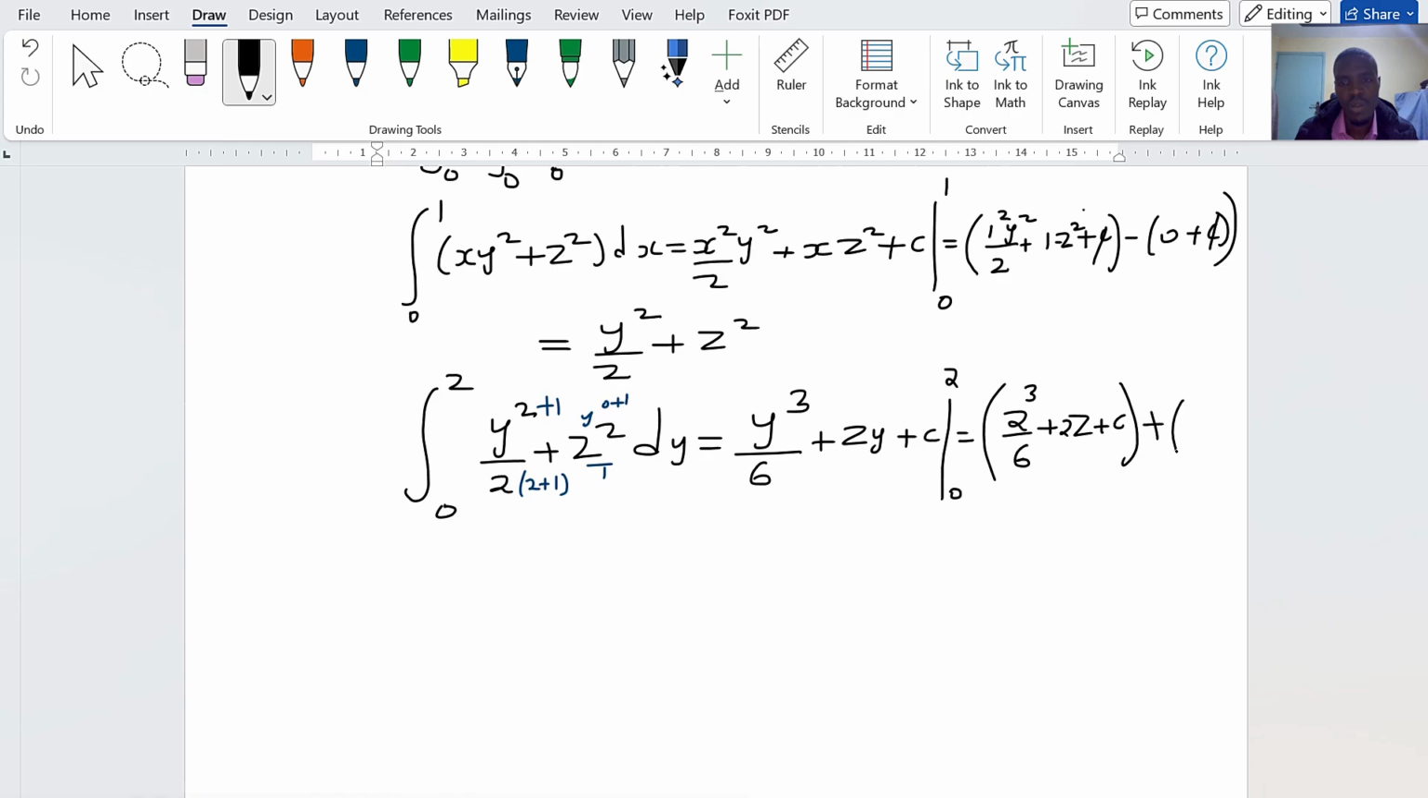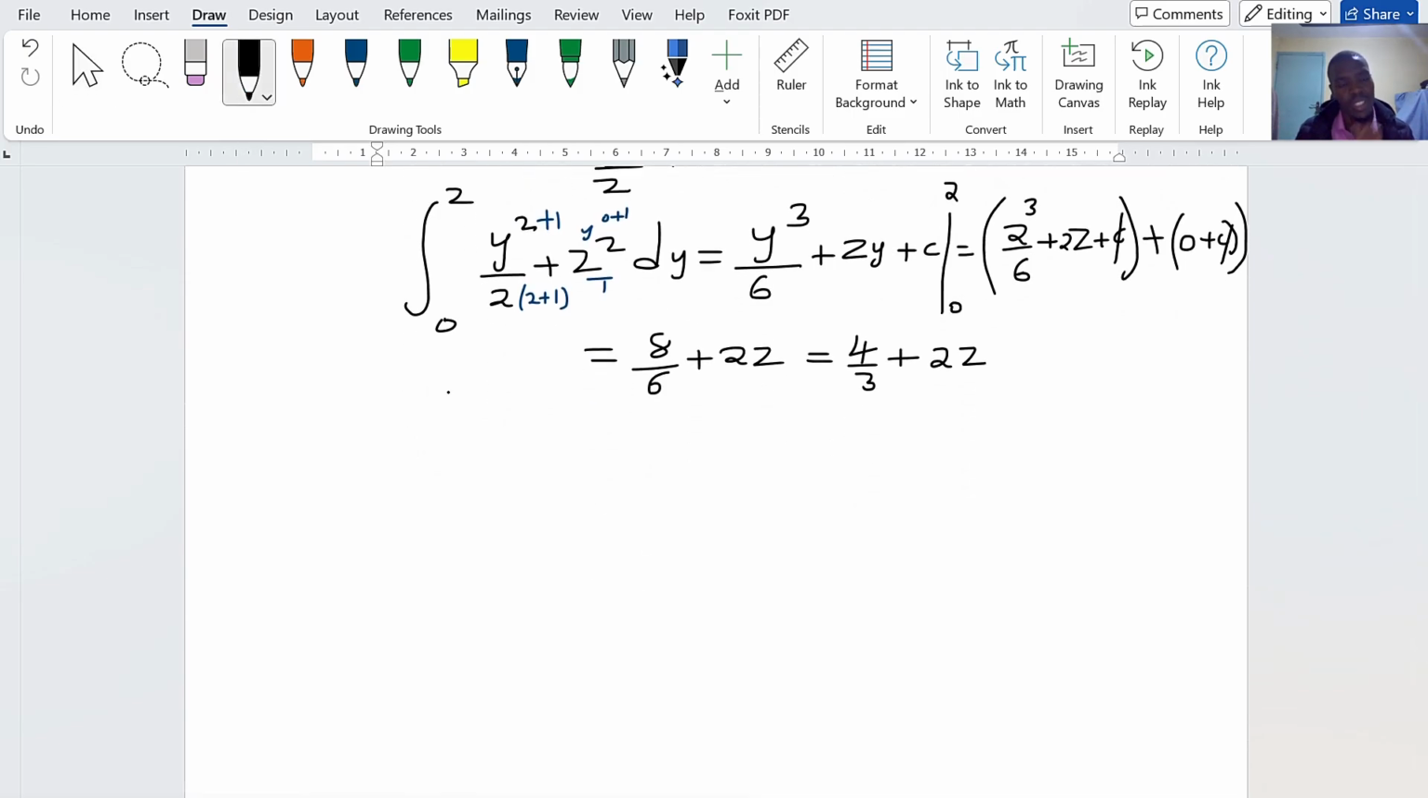When you substitute the lower bound, substituting the first case is 0, you add again 0, so plus c, c will cancel. Now we are going to have 2 cubed is 8 over 6 plus 2z, which you can simplify as 4 over 3 plus 2z.